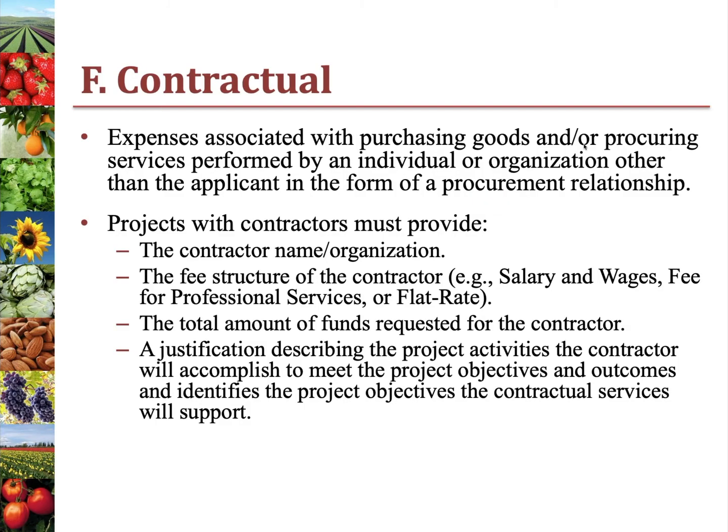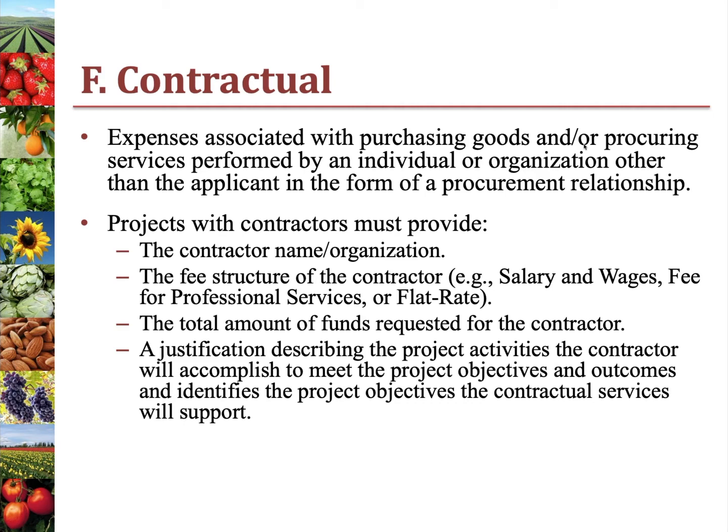Category F is for expenses associated with purchasing goods and or procuring services performed by an individual or organization other than the applicant in the form of a procurement relationship. Projects with contractual costs must provide the following: the name of each contractor, the fee structure for each contractor, for example, salary and wages, fees for professional services, or a flat rate, and the total amount of funds requested for each contractor.